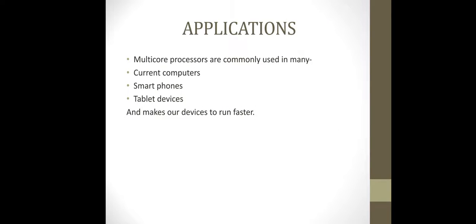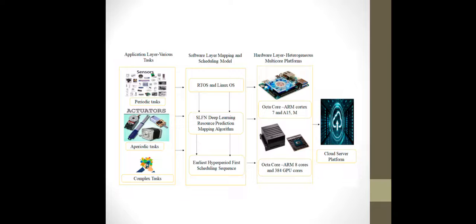Applications of multi-core processors. Multi-core processors are commonly used in many current computers, smartphones, and tablet devices, and make our devices run faster. Application layer: various software layer mapping and scheduling model. Hardware layer: multi-core platforms.